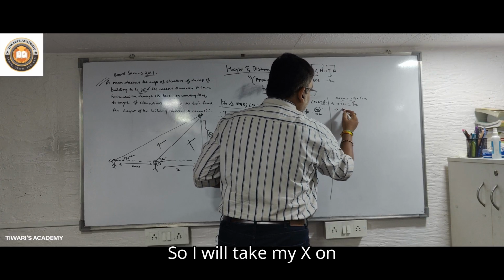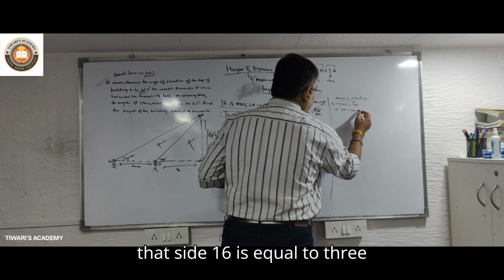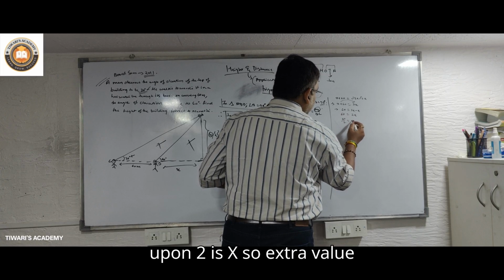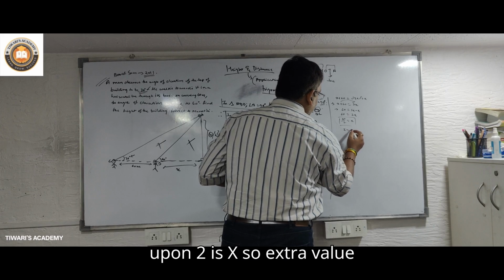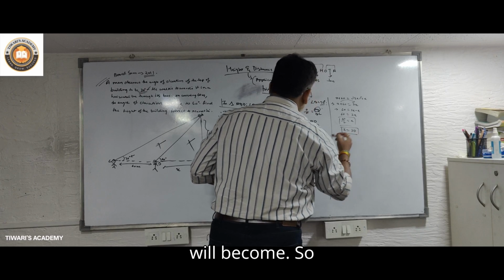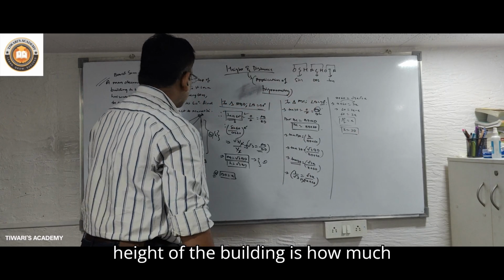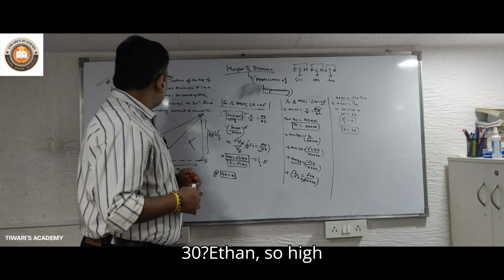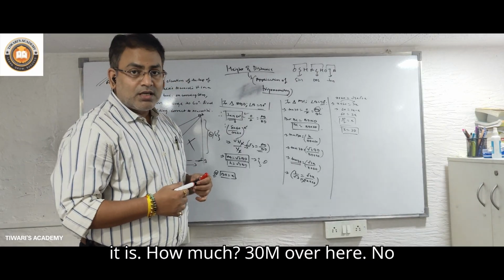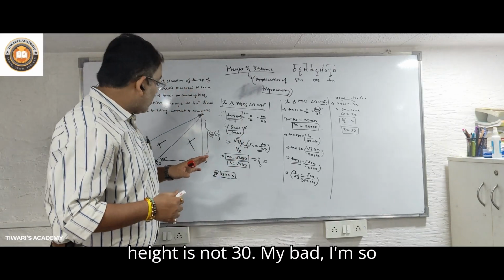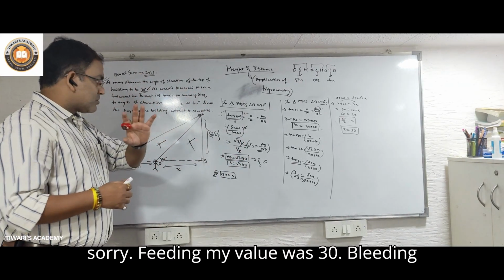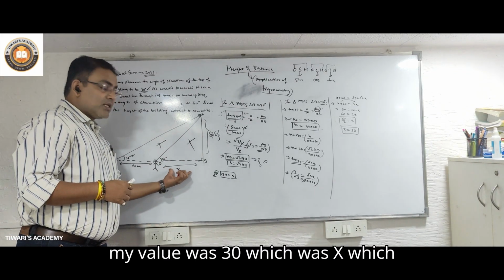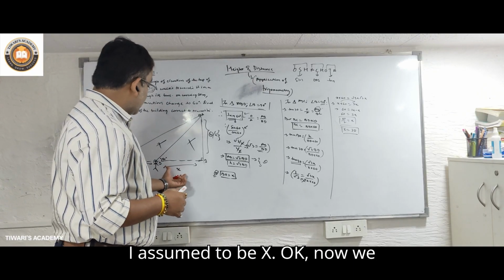So I will take my x on that side. 60 is equal to 3x minus x. 60 is 2x. 60 upon 2 is x. So x will become 30. So height of the building is how much? 30 meter? No, height is not 30, my bad, I'm so sorry. BD was 30, which was x, which I assumed to be x.